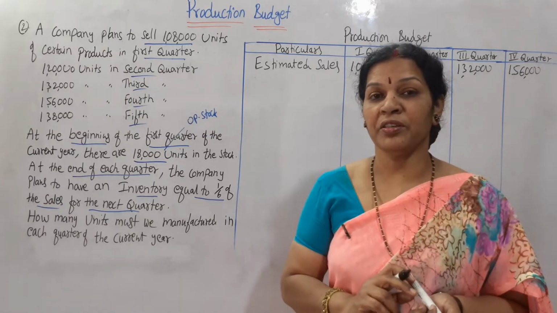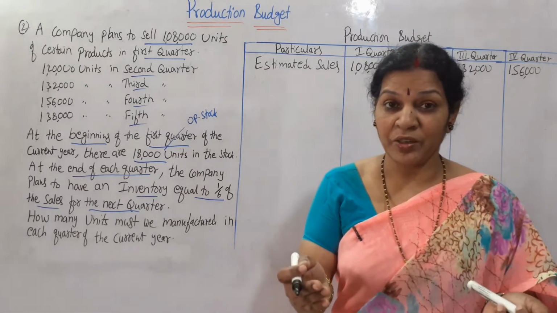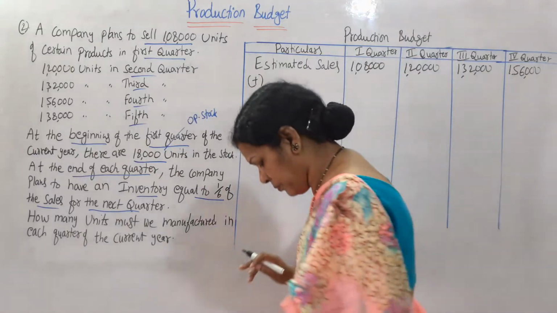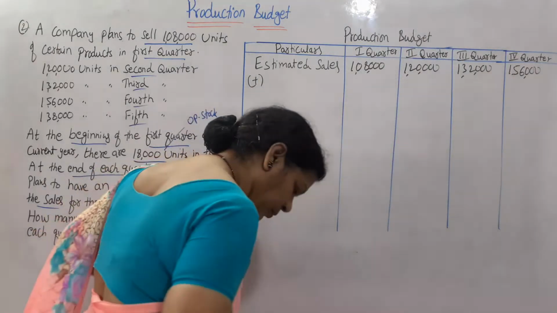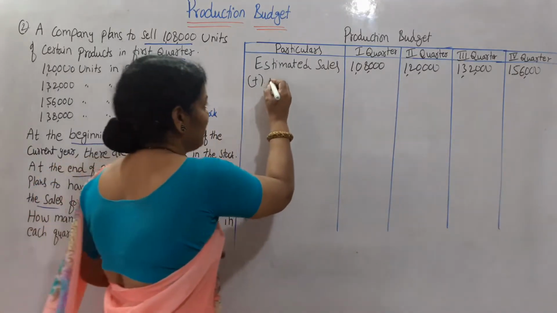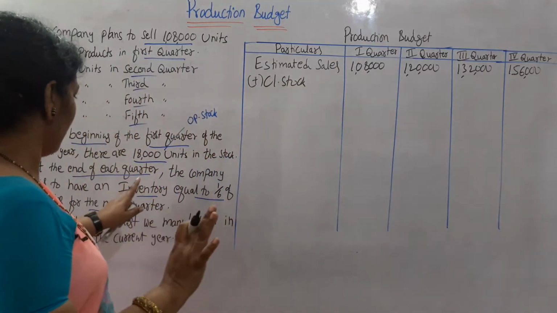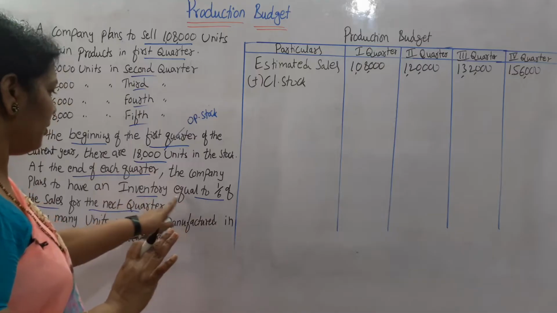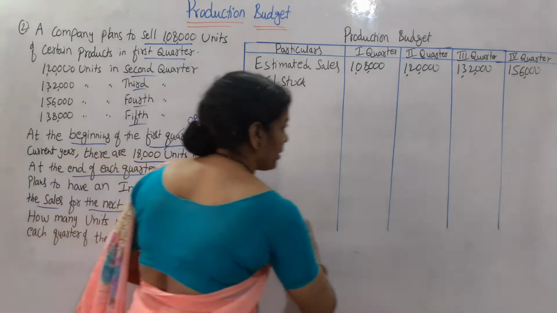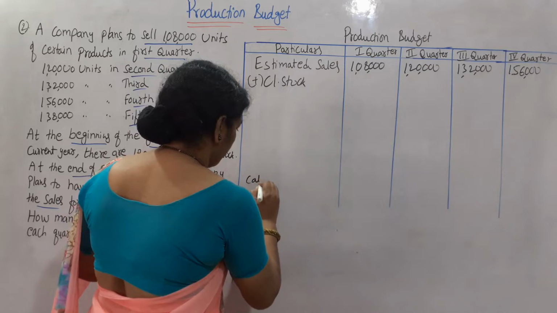Now what else do we want? Sales we know. Now we'll add the closing stock to this. Closing stock, as they said, is the inventory of 1/6 of the next quarter's sales, so we need to calculate it. We'll do the calculation here: calculation of closing stock.